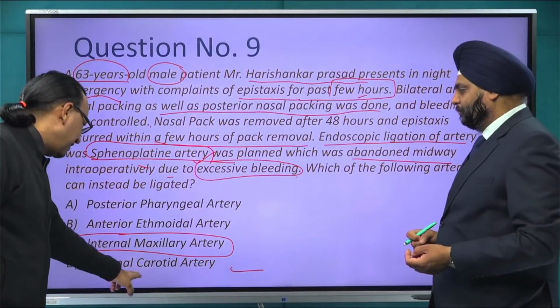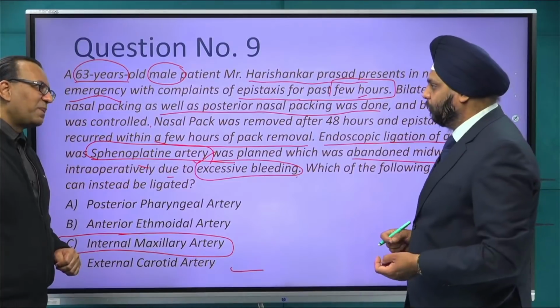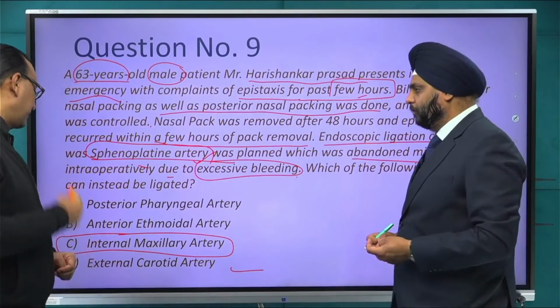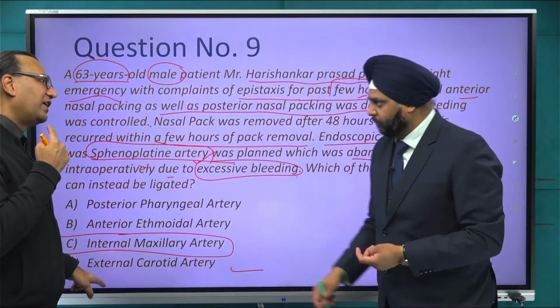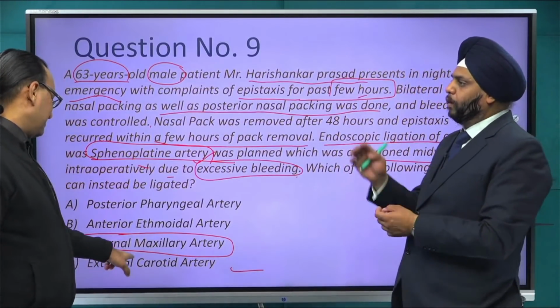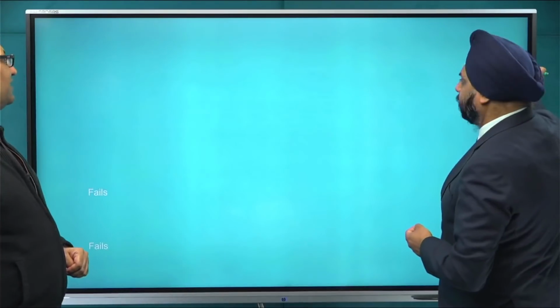Sir, do we ligate the external carotid artery? Yes, we do ligate the external carotid arteries also. What about the thyroid, sir? So above the superior thyroid artery. Whenever we ligate the external carotid, we have to go above the superior thyroid artery. Okay, so that's the rule. We have to leave that.